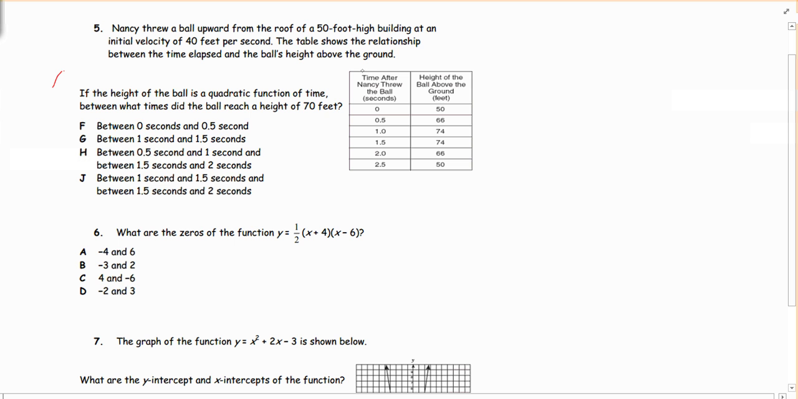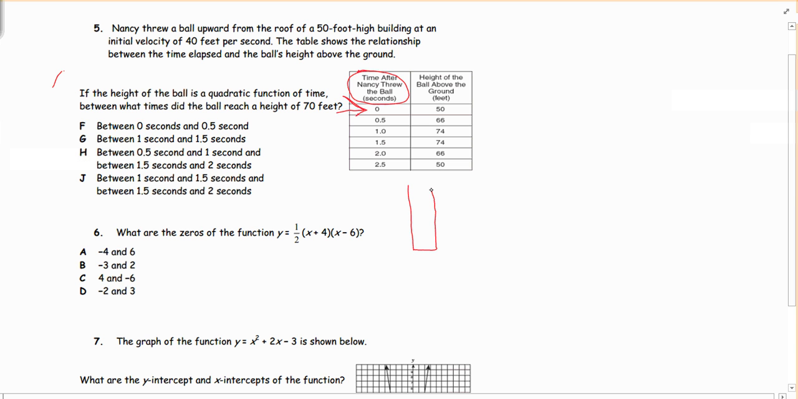So when you get a problem like this, you want to first take a look at the title of the column, and this one says the time after Nancy threw the ball. So at 0 seconds she hasn't thrown it yet, and the ball is 50 feet above the ground. That means she was up on top of a building 50 feet high. Okay, so maybe drawing a picture helps.